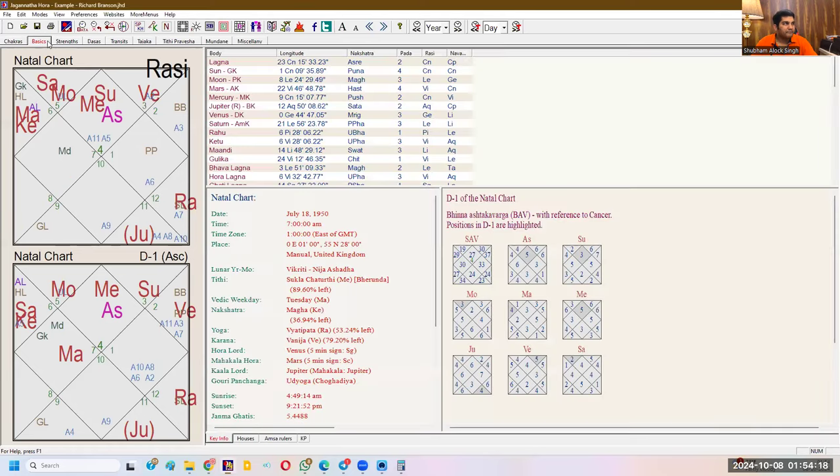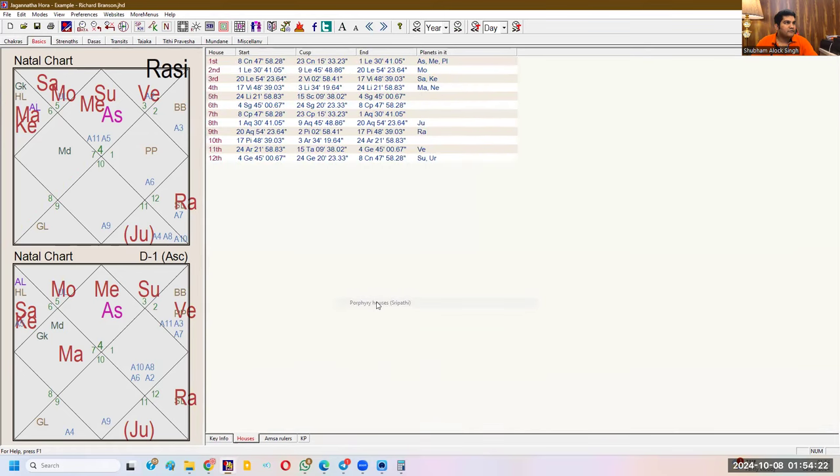Next is the horoscope of a businessman, Richard Branson. Probably few of you will know him as a millionaire kind of person. First, we go with the Sripati system, and from the Sripati system, you will find that the Sun, which is situated in the first house, goes to the 12th house. Now, the Sun is the lord of the second house. He is a business tycoon. This is Virgin Group.